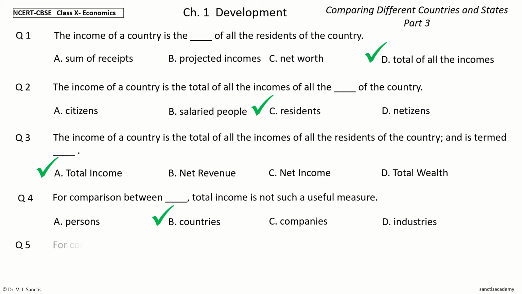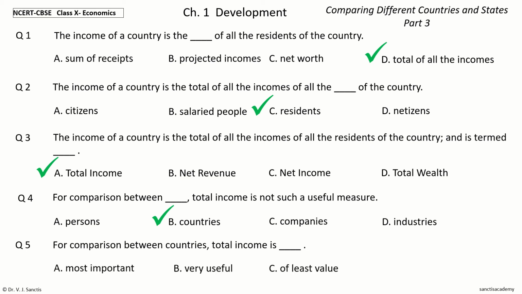Question 5. For comparison between countries, total income is dash. The options are most important, very useful, of least value, not such a useful measure. Your time to choose. And the answer is not such a useful measure. So, for comparison between countries, total income is not such a useful measure.